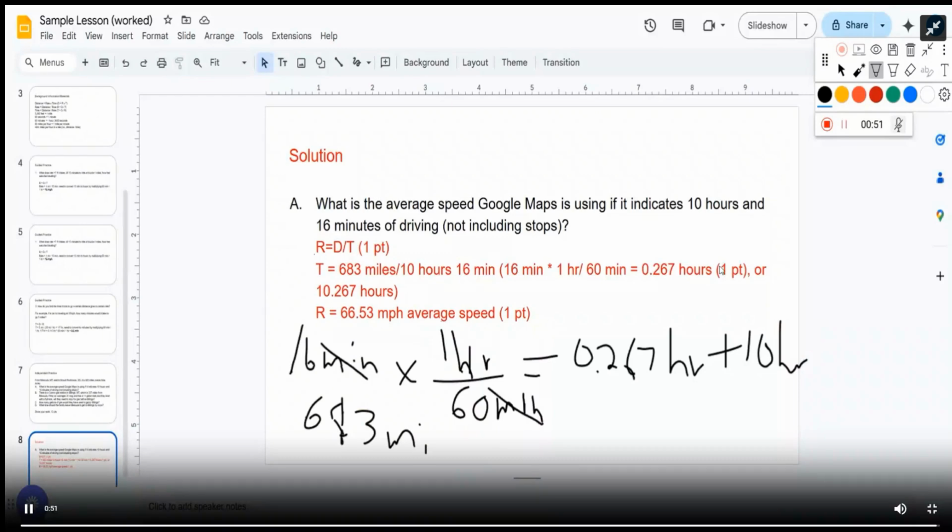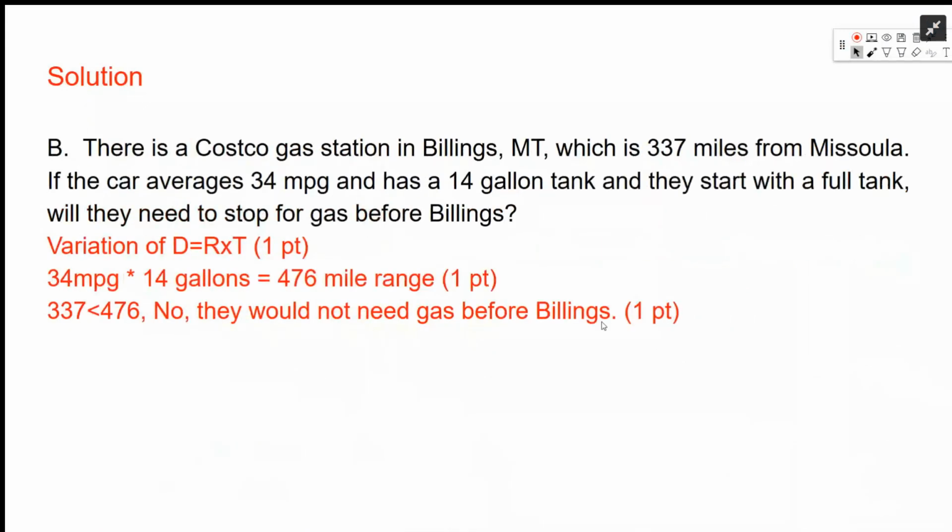All right, let's take a look at the next part. So part B, there's a Costco gas station in Billings, Montana, which is 337 miles from Missoula. If the car averages 34 miles per gallon and has a 14-gallon tank, and they start with a full tank, will they need to stop for gas before Billings? So this is a variation of the distance formula, rate times time. Our rate is miles per gallon, and our time is going to be represented by the 14 gallons. So we want to know how far can they go on a full tank of gas.